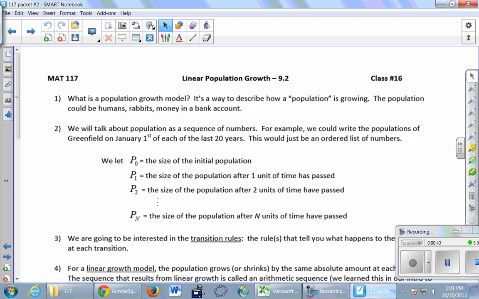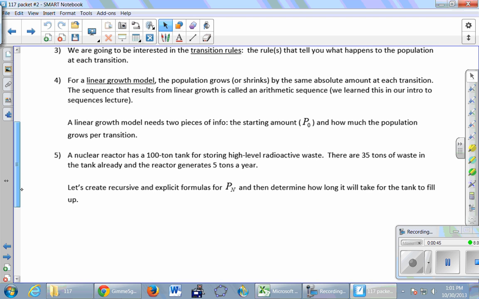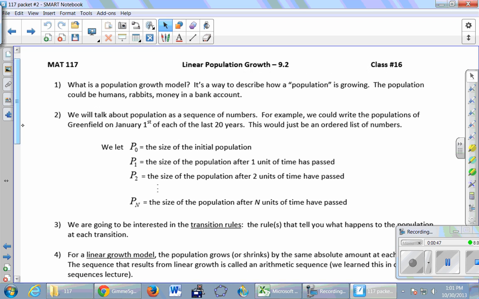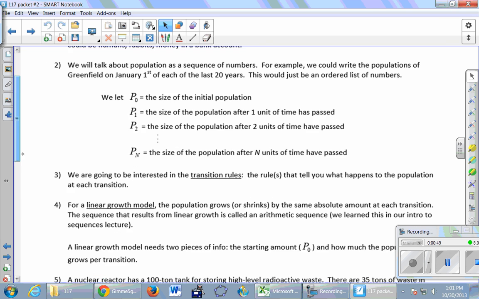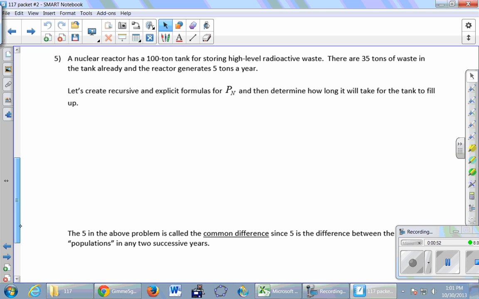We'll start at the top. In fact, I want to jump around a little bit here. I want to start at number 5, and then we'll go back up and fill in some of the vocabulary stuff here. So let's go to Nicole for number 5. This reactor has 100 tons tanks already reacted. Let's create recursive and explicit formulas for P and how long it takes.